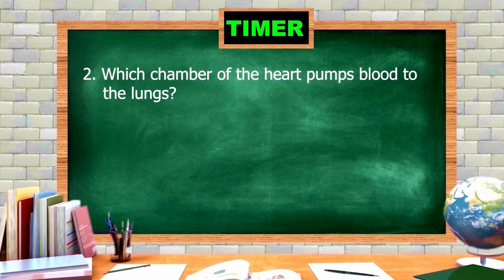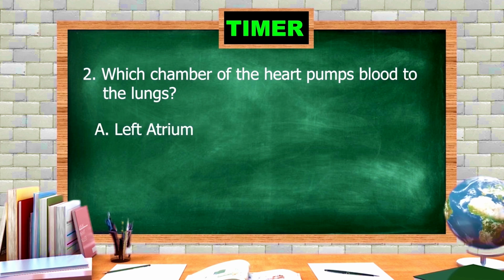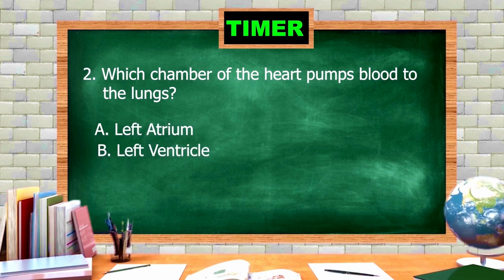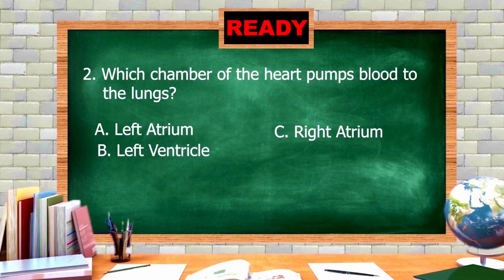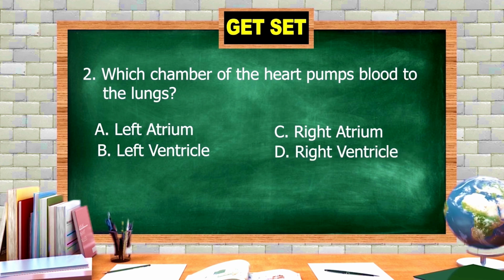Number 2. Which chamber of the heart pumps the blood to the lungs? A. Left atrium. B. Left ventricle. C. Right atrium. D. Right ventricle.